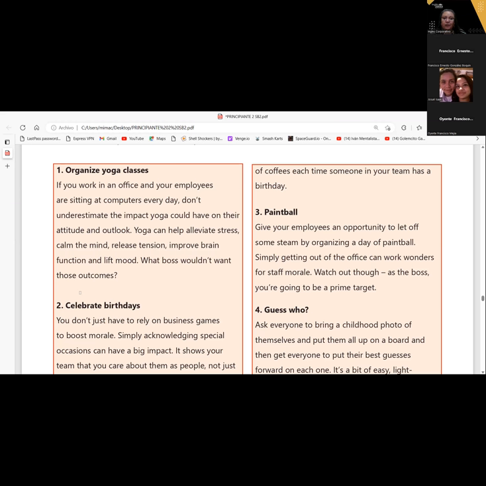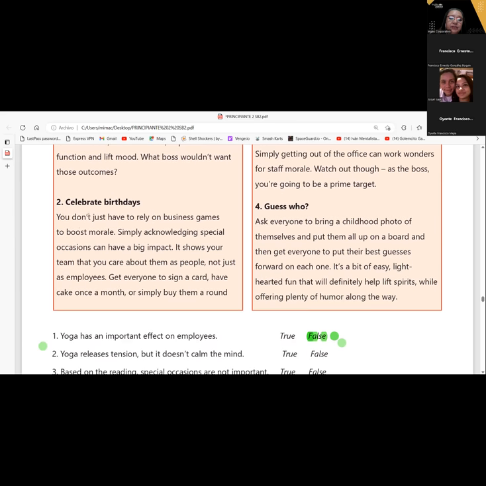Paragraph one, organize yoga class. If you work in an office and your employees are sitting at a computer every day, don't underestimate the impact yoga could have on their attitude and outlook. Yoga can help alleviate stress, calm the mind, relax tension, improve brain function, and lift mood. Outcomes. Okay.